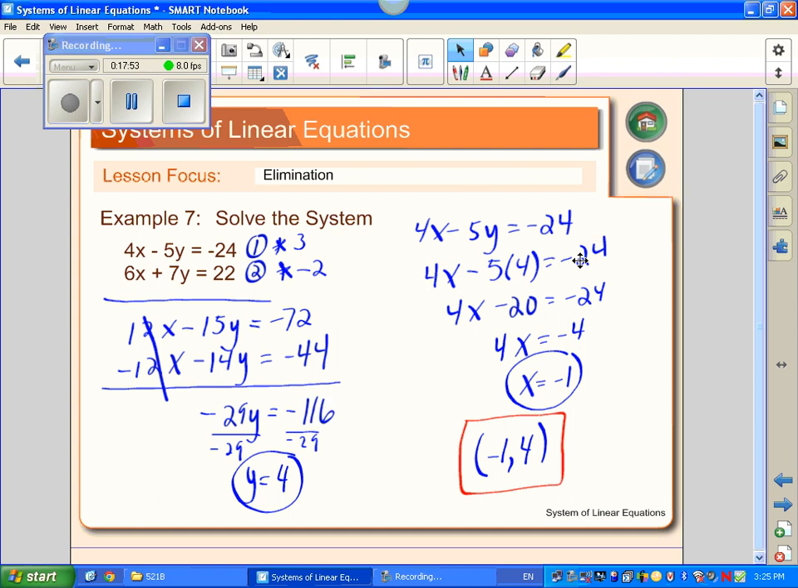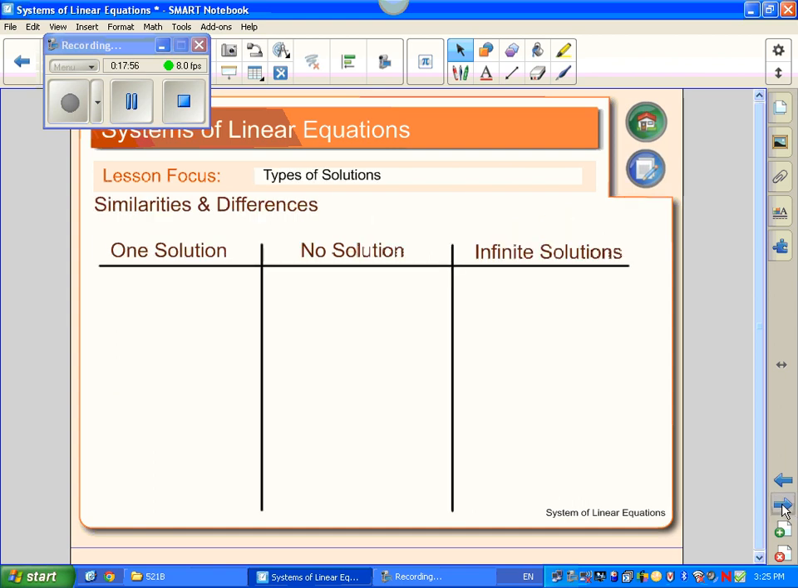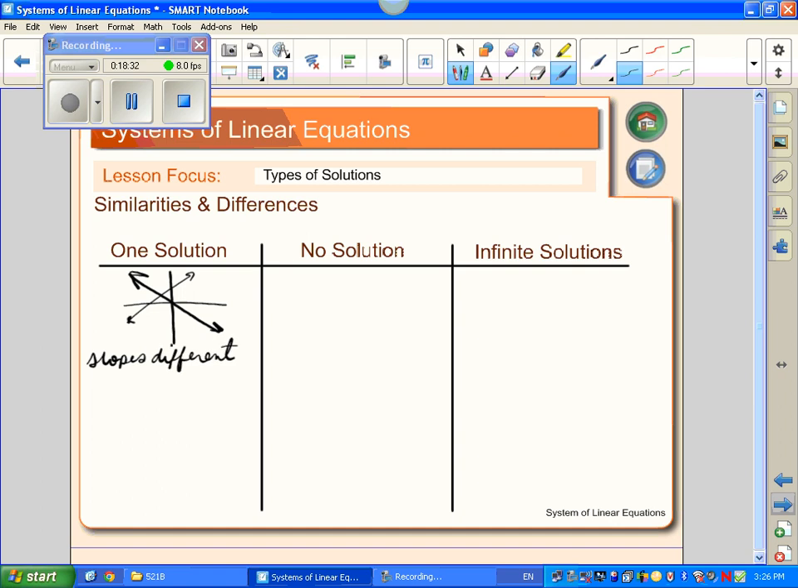So I'm going to recap the 3 possibilities. When I'm looking at one solution, my lines are going to meet somewhere. They can't have the same slope. They have to have different slopes. So here we have one solution, so we have one point of intersection. Our slopes are different. So as long as the slopes are different, you know there's going to be one point of intersection.